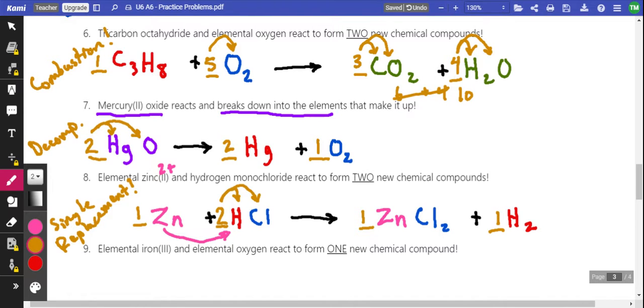So just by saying I'm bringing together elemental zinc and hydrogen monochloride, we can predict what we're going to make based on the reaction type. And then we just balance it once we have all the right chemical formulas in the right places. Let's look at a couple more examples.